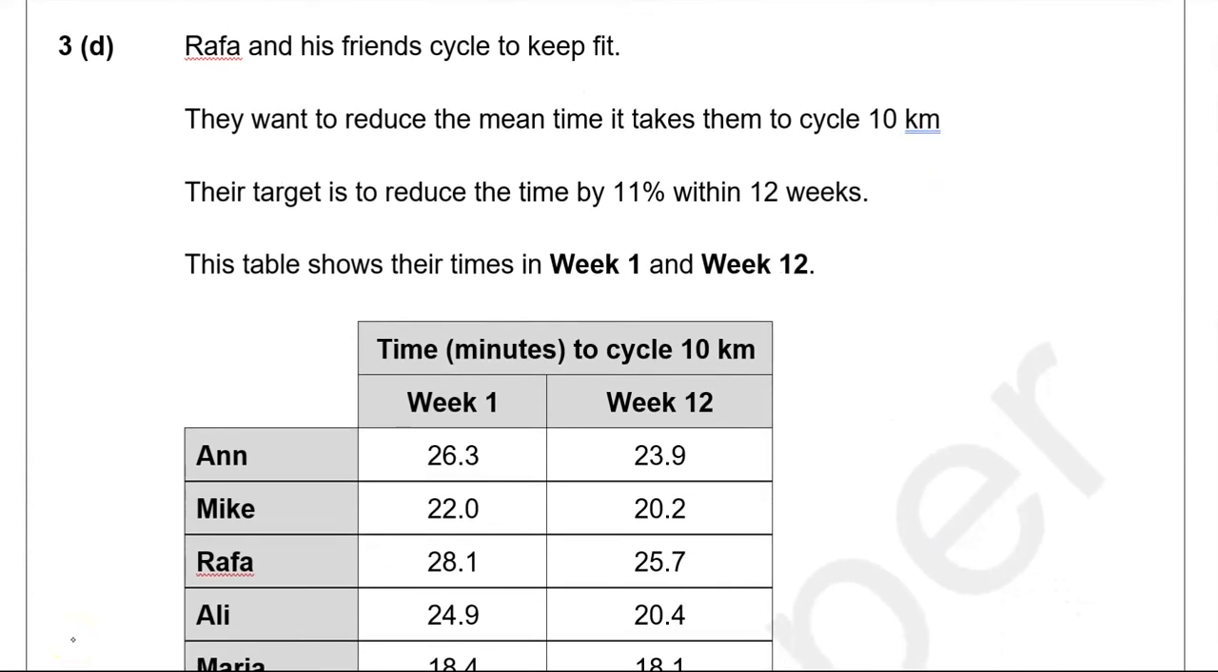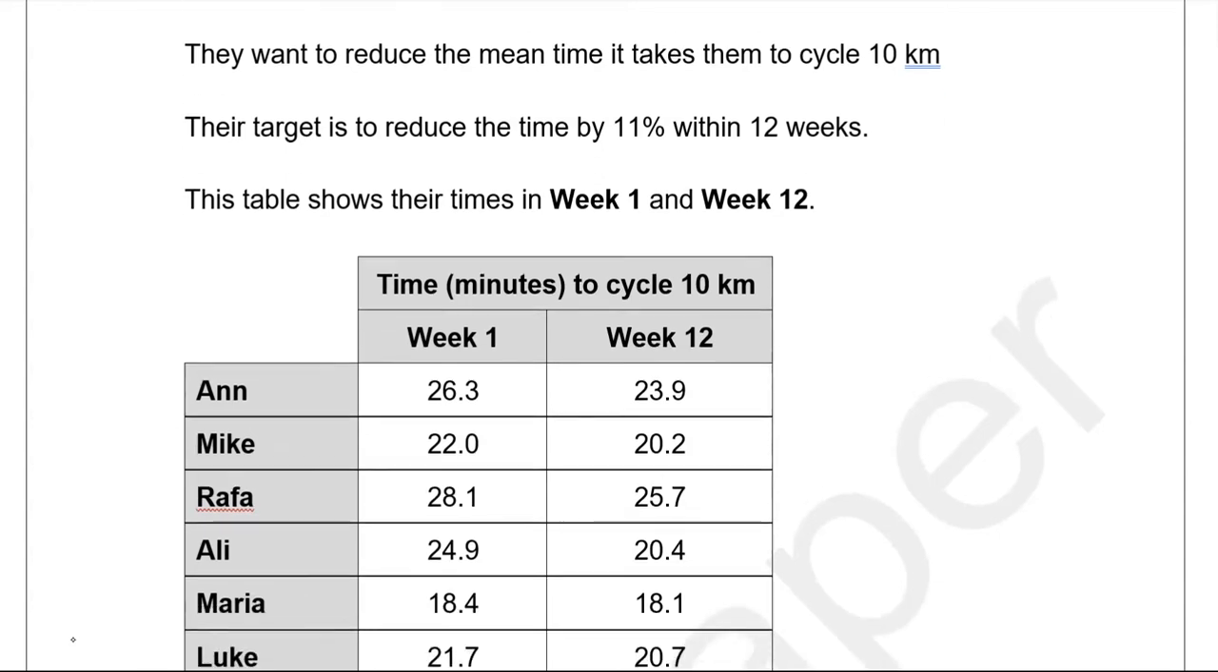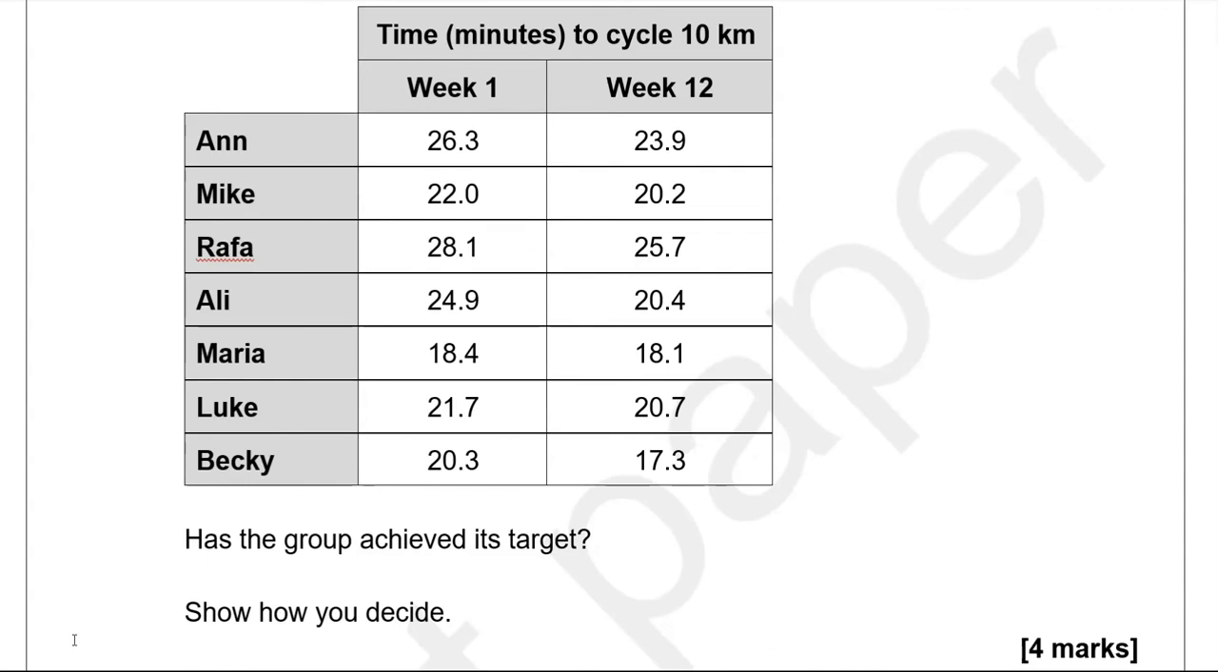Rafa and his friends cycle to keep fit. They want to reduce the mean time it takes them to cycle 10 kilometers. Their target is to reduce the time by 11% within 12 weeks. This table shows their times in week 1 and week 12. Has the group achieved its target? Show how you decide.